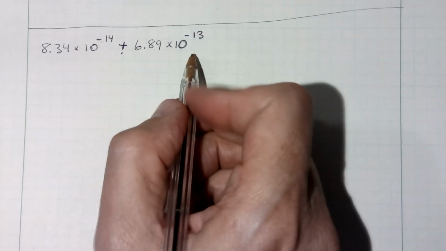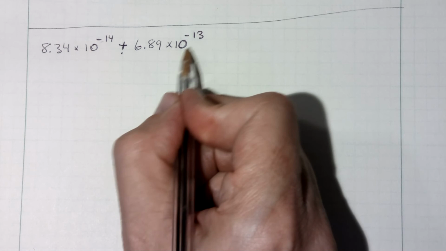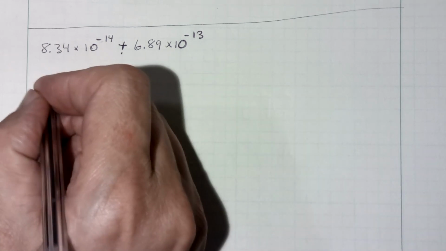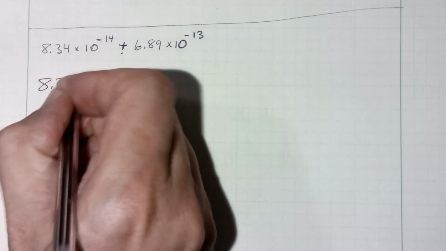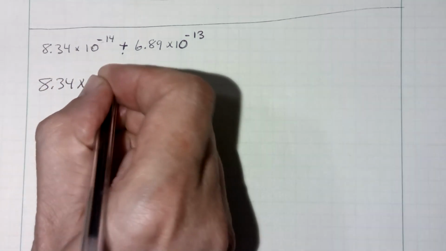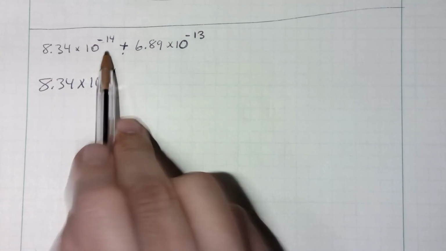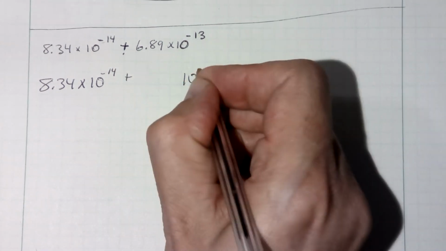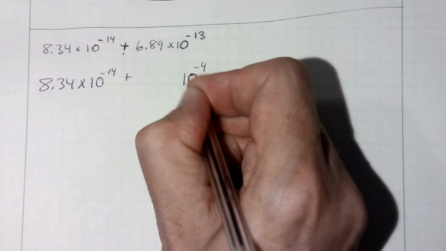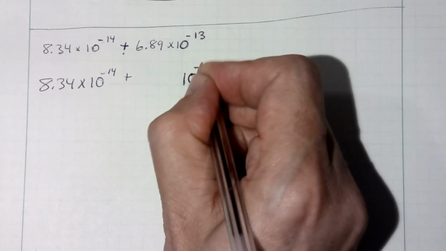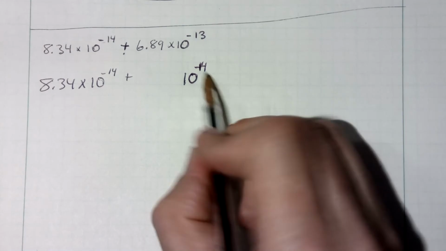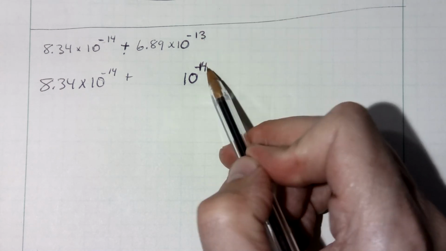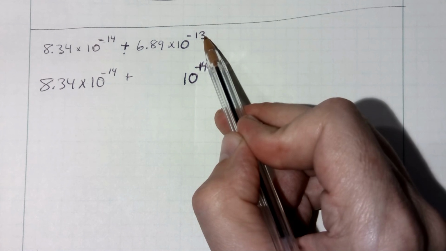But now let's try to adjust this one very quickly so it has the same exponent as this one. So I'm going to go 8.34 times 10 to the negative 14. So I didn't change this one, but I am going to change this one to be a 10 to the negative 14. Now I need to be very clear and precise here. Hopefully you're listening. Negative 14. I actually made this smaller. Negative 14 is smaller than negative 13.